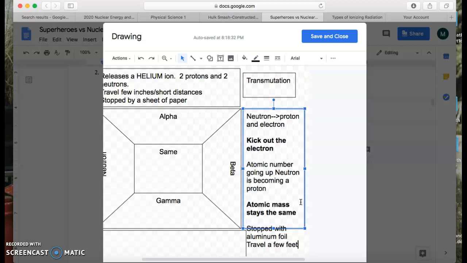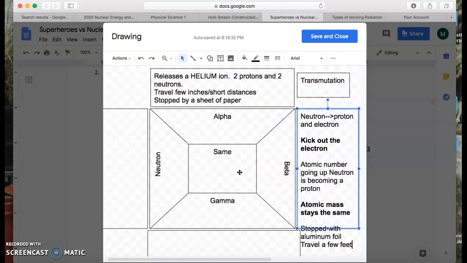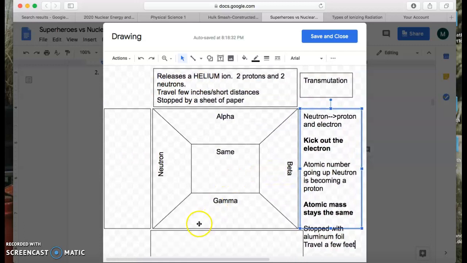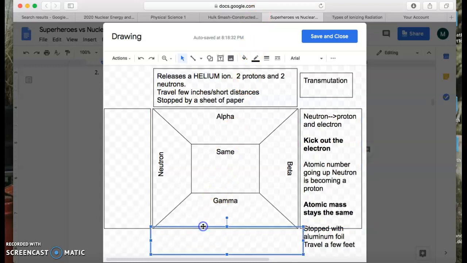Alrighty. Now, I'm going to move on over here to gamma. Gamma is obviously what we're talking about with the Hulk. It's a little bit more exciting, and you're like, ooh, it's a lot different. Yeah, it is a lot different. Here's why. Gamma is not a particle. Gamma is pure energy.